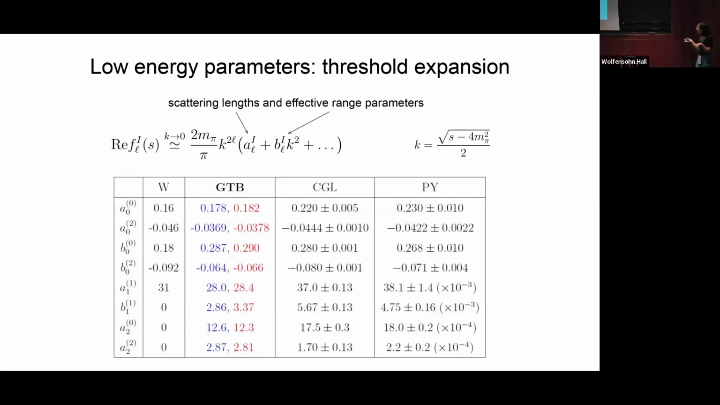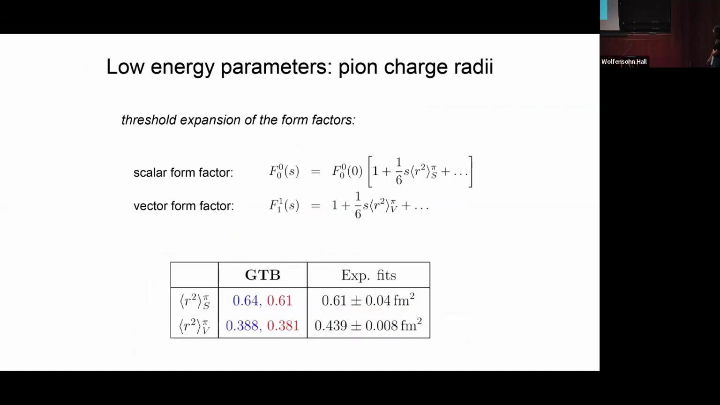Now we can do many analyses. The first one is we can do a low energy threshold expansion of the partial waves to extract scattering length and effective range parameters. We get this set of parameters from the bootstrap, which has a reasonably good comparison with phenomenological determination over the years. And the same thing, we can do for the threshold expansion of the form factors, and to extract the pion charge radii, this bootstrap determination for scalar and vector form factor also has a good comparison with the experiment.